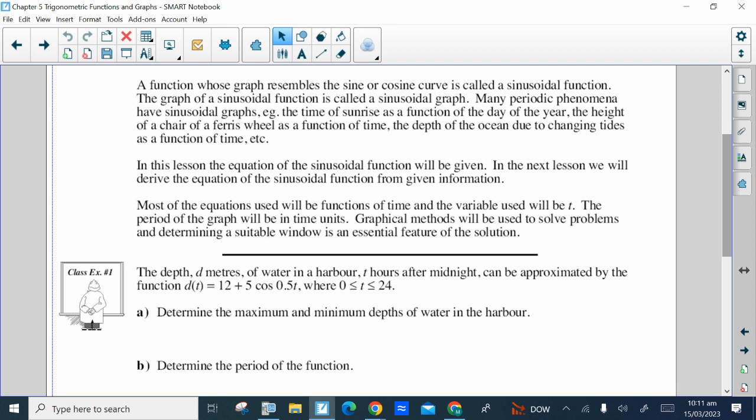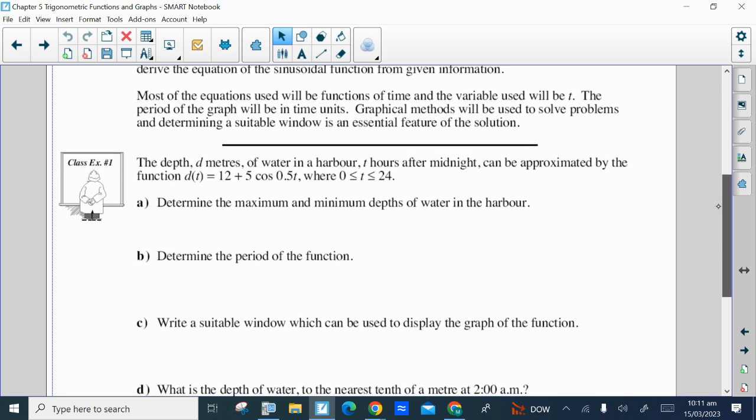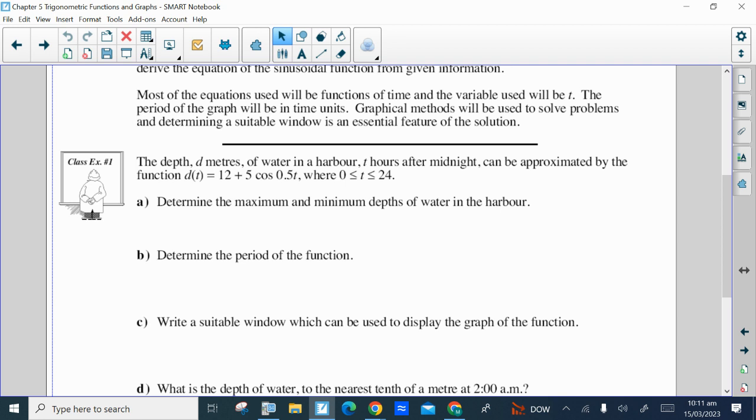So we'll look at a couple examples where the function is given, and then also where we need to write the function. Most of the equations will be functions of time, and the variable used will be t. The period of the graph will be in time units. Graphical methods will be used to solve problems, and determining a suitable window is an essential feature of the solution.